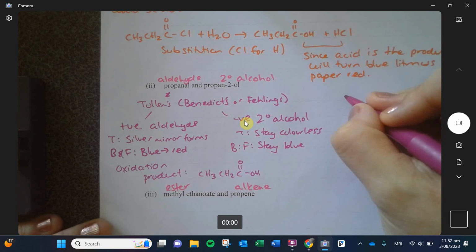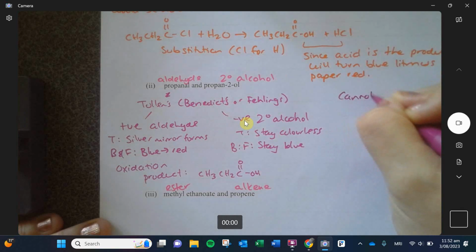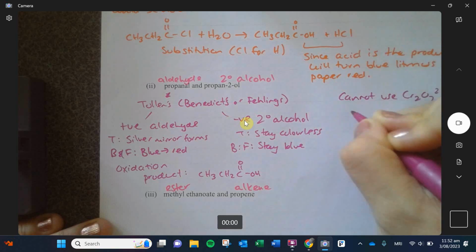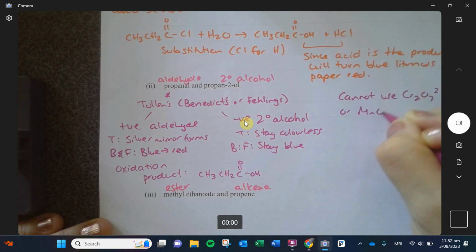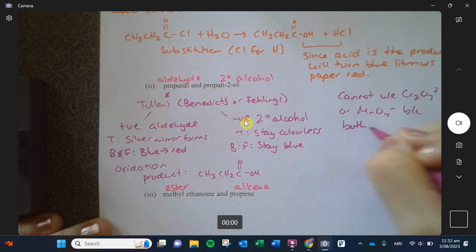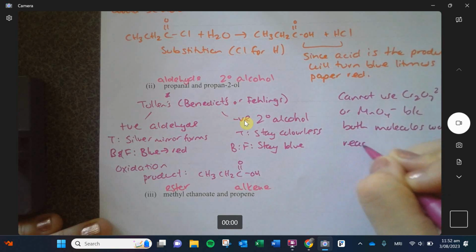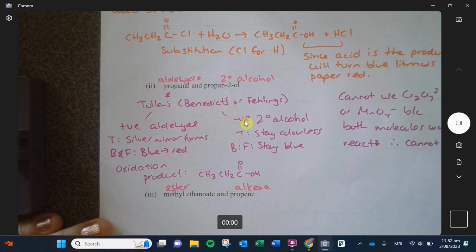And I'll make another side note here. You cannot use dichromate or permanganate because both molecules would react. Or you cannot distinguish.